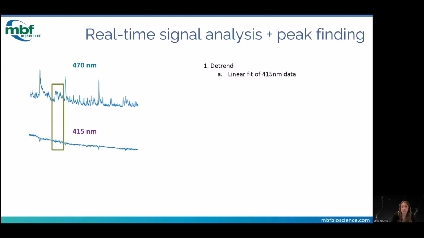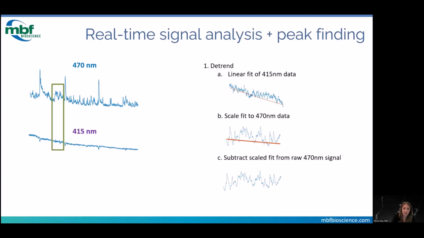So the processing steps are as follows. We take a linear fit of our 415 data. We scale that to our 470 data because we assume that the rate of photobleaching is the same between the two channels. We can then subtract that scaled fit from our raw 470 signal, which will then give us a flattened signal. And then once we do that, we normalize our data within that window.